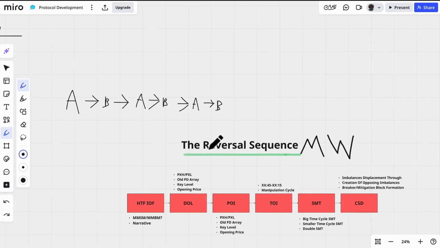Now, once we have defined a point of interest, we'll be waiting for a time of interest. And when it comes to times of interest, there are two methods of looking at them. There are way more, but to keep it simple for you throughout this foundational protocol, so to say, we are going to be paying attention to the macros from XX45 to XX15, and we're going to be paying attention to manipulation cycles.